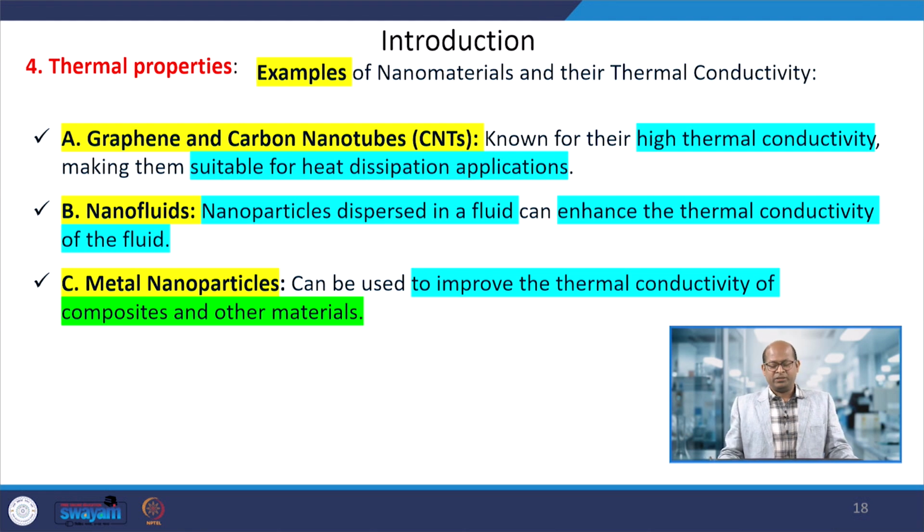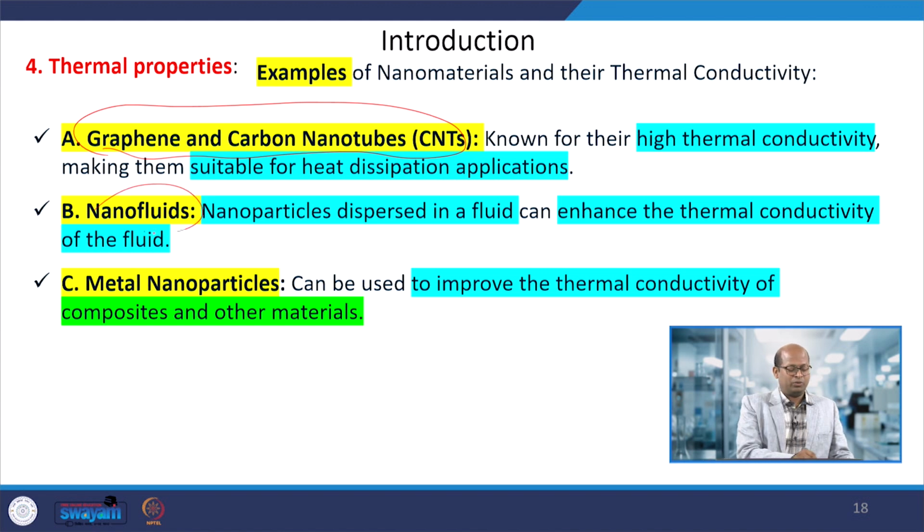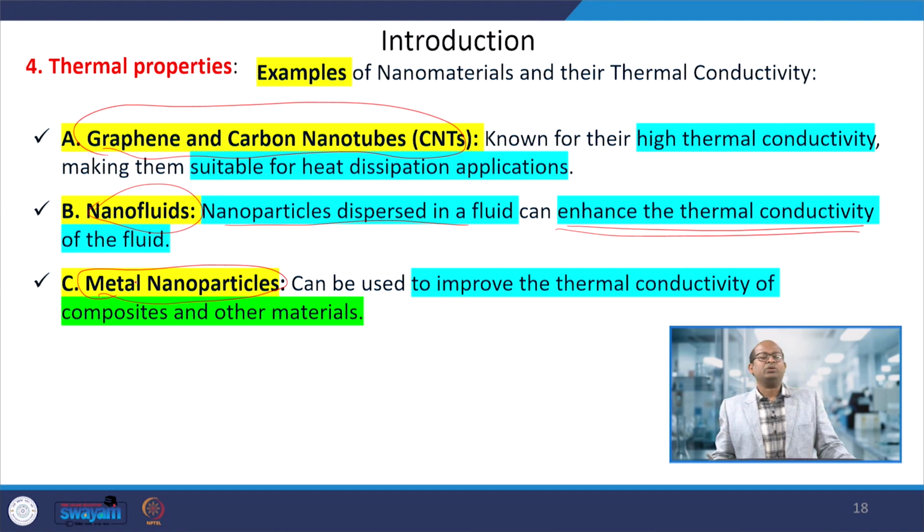So here are the various nanomaterials we can use to improve the thermal conductivity for that particular device. There are so many nanomaterials, which I also discussed in my previous class: graphenes, carbon nanotubes, and metal oxides having high thermal conductivity that may be suitable for heat dissipation or heat transfer applications. Nanofluids help to disperse the nanoparticles in a particular fluid, which enhances the thermal conductivity of the fluid we initially use. Similarly, metal nanoparticles can be used to enhance the thermal conductivity of a particular composite or material.